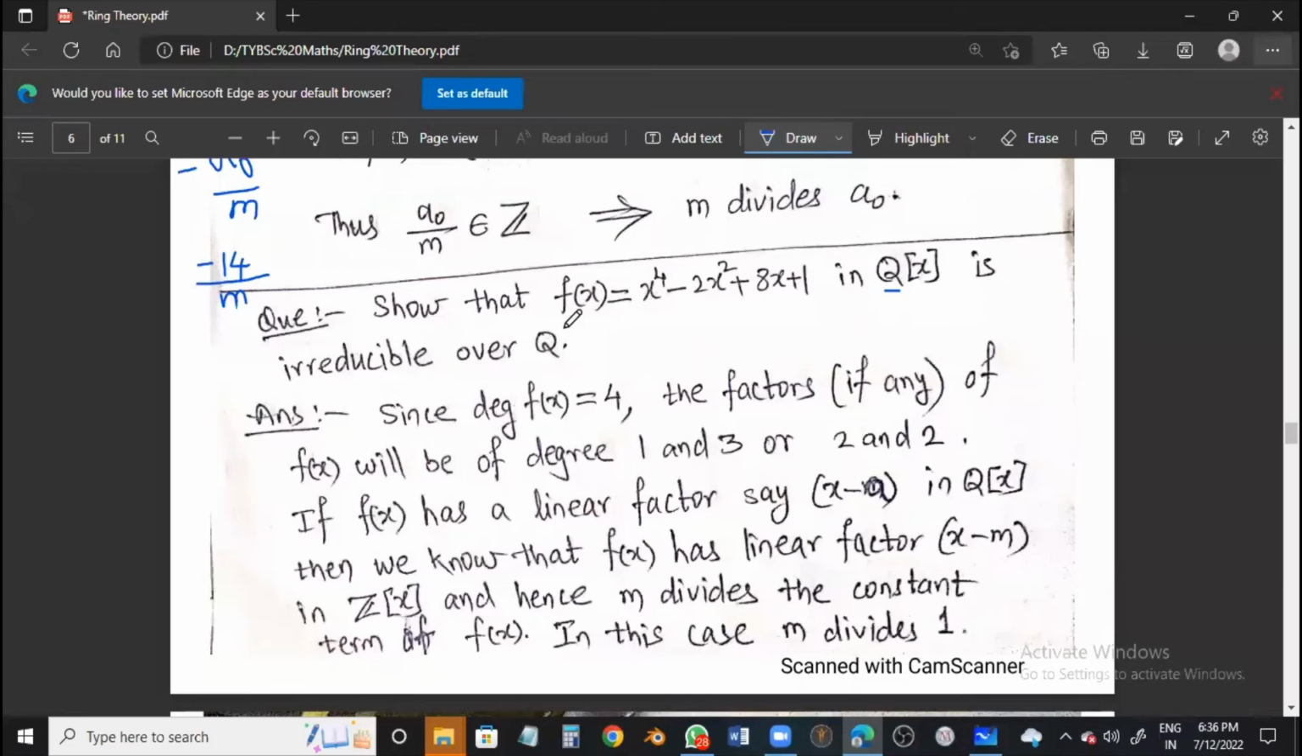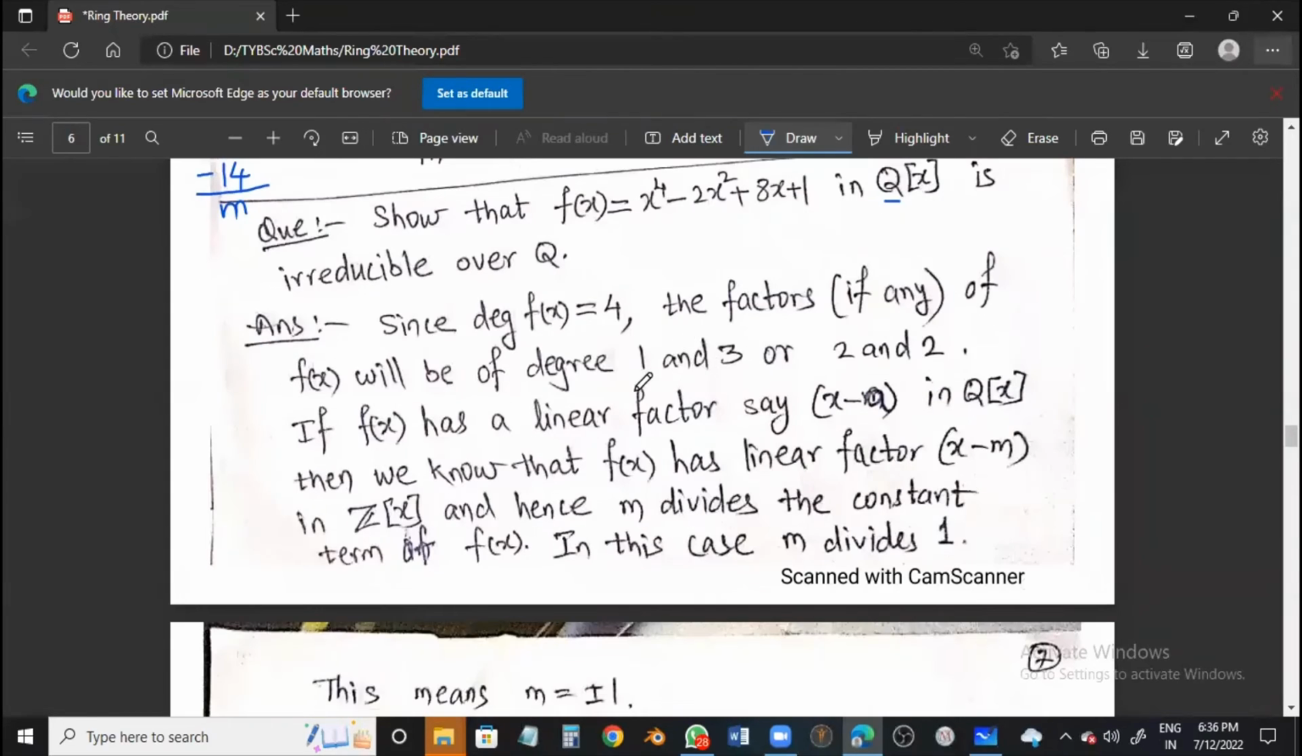So I want to show that I cannot reduce this in Q of x. So let us go. See what is the degree? Degree is 4. So what will be the kind of factorization? If it is factorizable, then what will be the kind of factors? So product of degree 1 and degree 3 or product of degree 2 and degree 2. That is the only possibility. How can you factorize a degree 4 polynomial? Degree 1 polynomial into degree 3 polynomial or degree 2 polynomial into degree 2 polynomial. This is what you have.